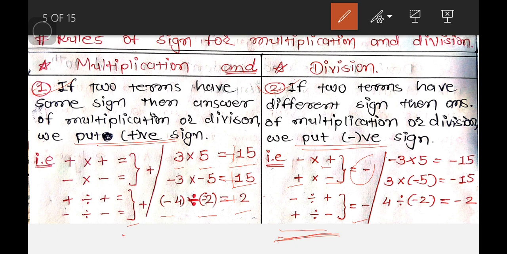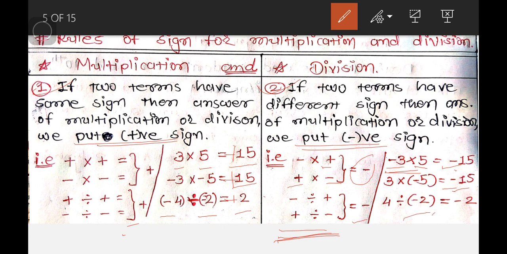Here the given example, minus 3 multiplied by 5. First we multiply 3 by 5, then 3 multiplied by 5 is equal to 15. Here both terms have different signs, so we put a minus sign. Second example, 3 multiplied by minus 5. First we multiply 3 by 5, equal to 15, and here both have different signs, then we put a negative sign.